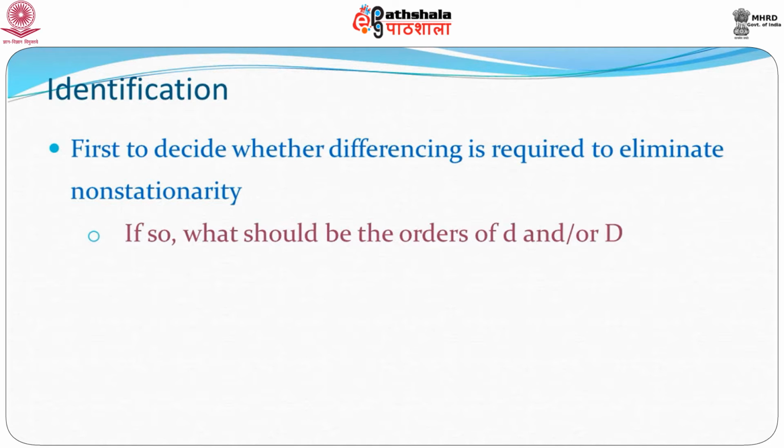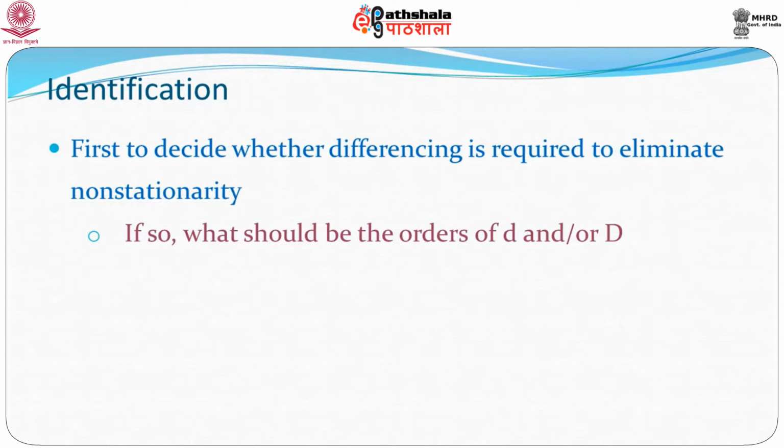If there is only trend, we need to look at only small d. If there is only seasonality, we need to look at only capital D. But very often there will be both, and hence we must check for the orders of both the d's, the small and the capital.